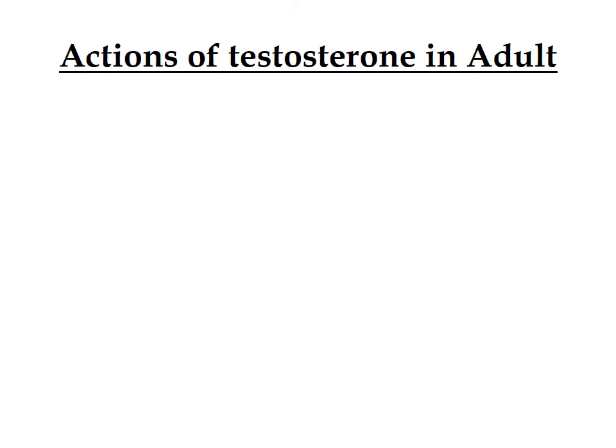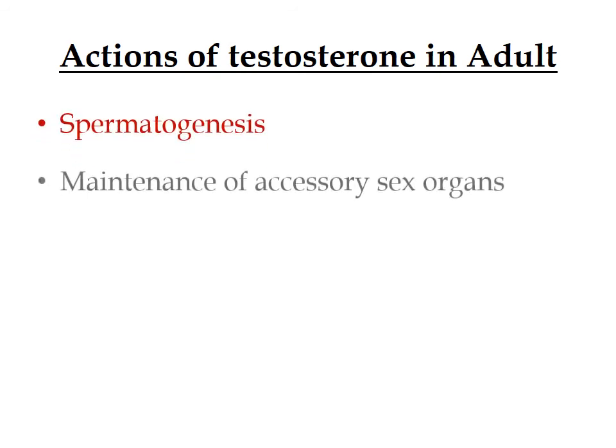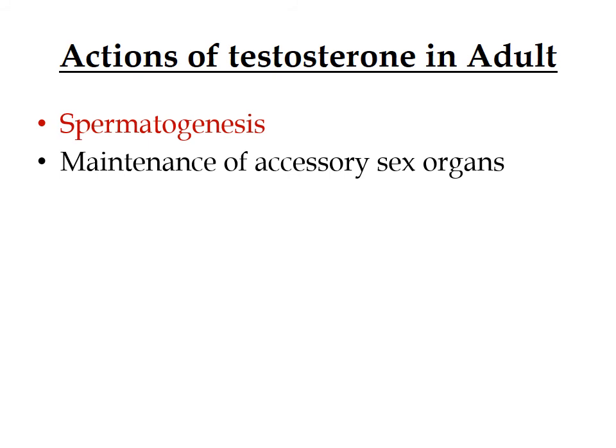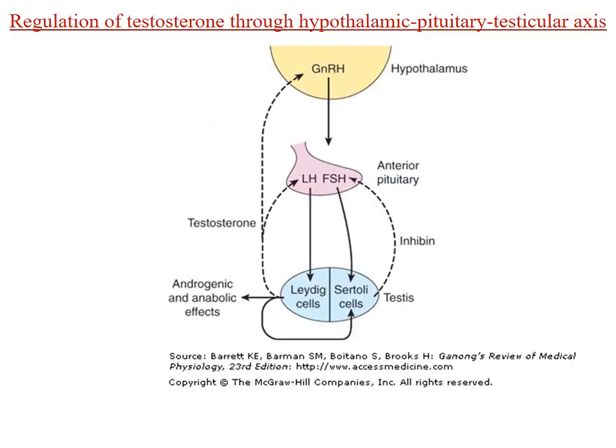Now let us see the action of testosterone in the adult. Spermatogenesis, because in the adult also spermatogenesis is continuing. Maintenance of accessory sex organs is seen. This slide shows the regulation of testosterone through the hypothalamic-pituitary-testicular axis. This is a very important slide to know the feedback regulation.